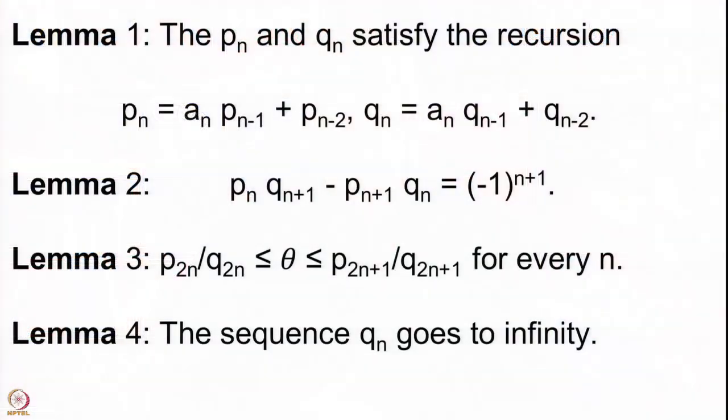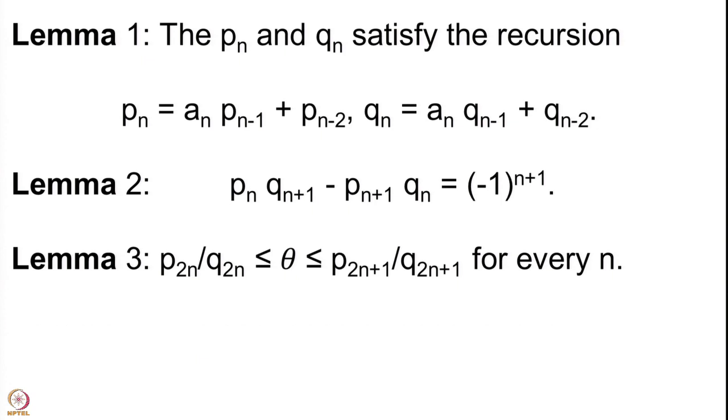The fourth lemma, that the sequence qn goes to infinity, was proved first using the recurrence relation that we have in lemma 1. Then we proved lemma 3, which is that theta is sandwiched between any two successive convergents, with the even one being before theta and the odd one being after theta.